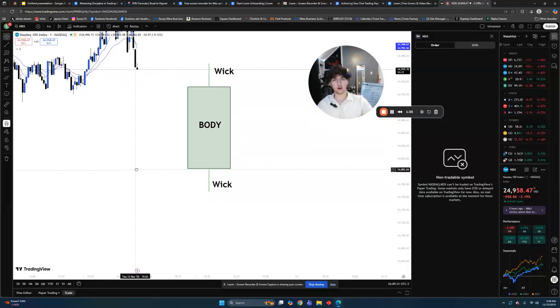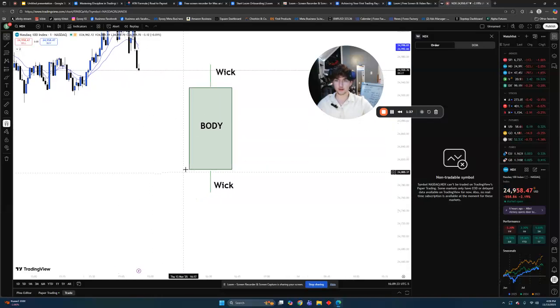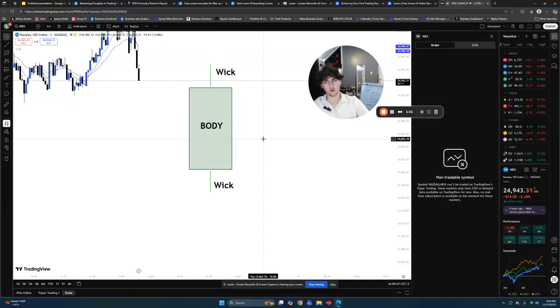So price on a bullish candlestick would open down here, and at some point in time, it went all the way down to here, and at some point in time, it went all the way up to here. But this is where it closed, and this is where it opened. Okay, so it shows close and opens.